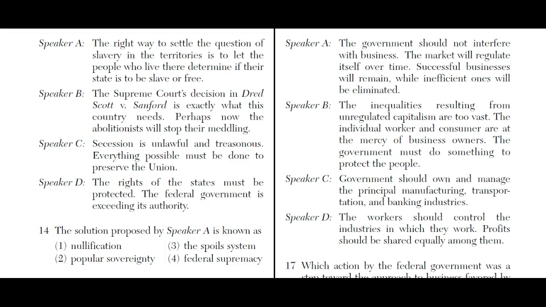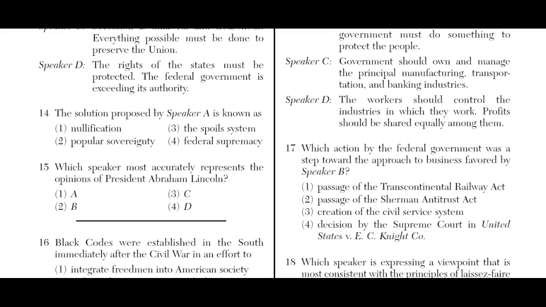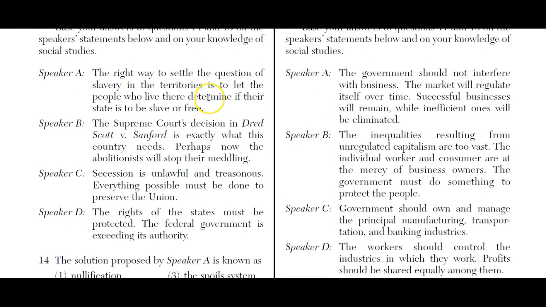All right. The solution proposed by Speaker A is known as popular sovereignty. Let the people exercise their right to rule the new territories, sovereigns, and vote. Which speaker most accurately represents the opinions of Abraham Lincoln? What did Lincoln say? Lincoln was not in favor of popular sovereignty. He believed in a thing called free soil. He said, let's leave slavery alone in the South for now. He was not a fan of slavery, but he said, we'll leave it alone in the South for now. Let's just not make any more slave states. So he wouldn't have agreed with Speaker A.